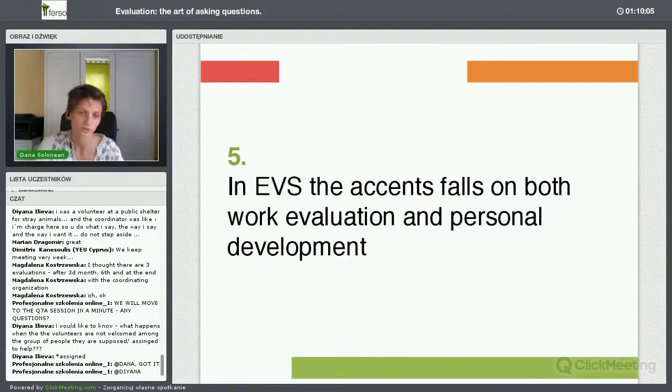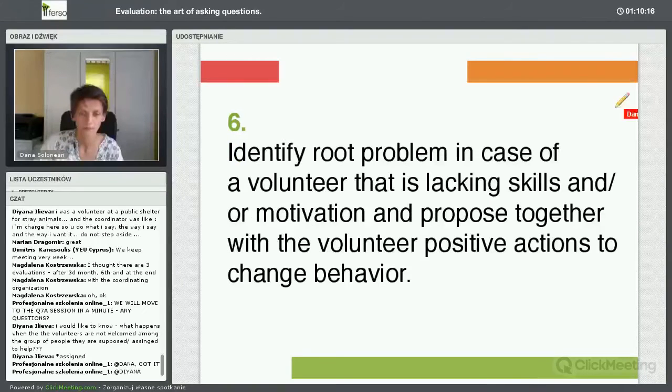And in EVS, of course, the accent falls on both work evaluation and personal development. So these are the two main issues that I would really like you to focus on, what we evaluate. Then identify the root problem in case of a volunteer who is lacking skills and/or motivation, and propose with the volunteer positive actions to change that behavior.